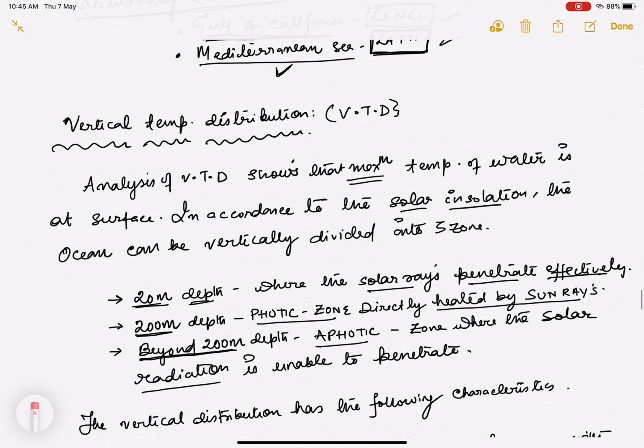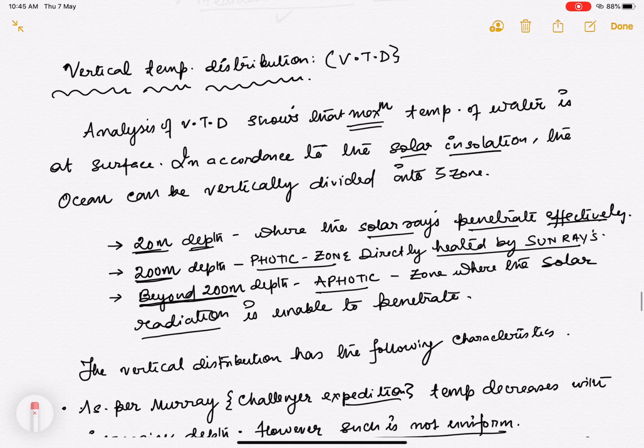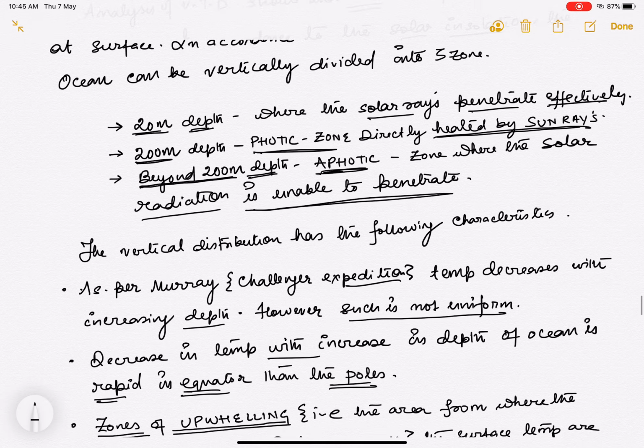Next is your vertical temperature distribution. See, analysis of the vertical temperature distribution shows that the maximum temperature of the water is at the surface. In accordance to the solar insolation, the ocean can be vertically divided into three zones: 20-meter depth, 200, and beyond 200. This 20-meter depth is nothing but the region where it is effectively heated by your solar radiation. Whereas this 200-meter depth is nothing but your photic zone. What is this photic zone? It's directly heated by the sun rays. And beyond 200-meter depth is your aphotic zone. What is this aphotic zone? The zone where the solar radiation is unable to penetrate.